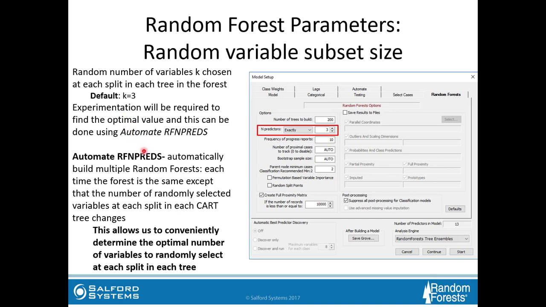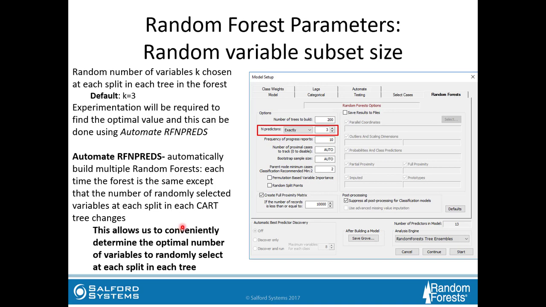Now, a very efficient way to do this, and this is what I'm going to show you in the next video, is something called automate RF N preds. What this does is automatically build multiple random forests. But each time the forest is the same, except that the number of randomly selected variables at each split in each CART tree changes. So you're just going to change the value for K each time. The reason we do this is because this allows you to conveniently determine the optimal number of variables to randomly select at each split in each tree.